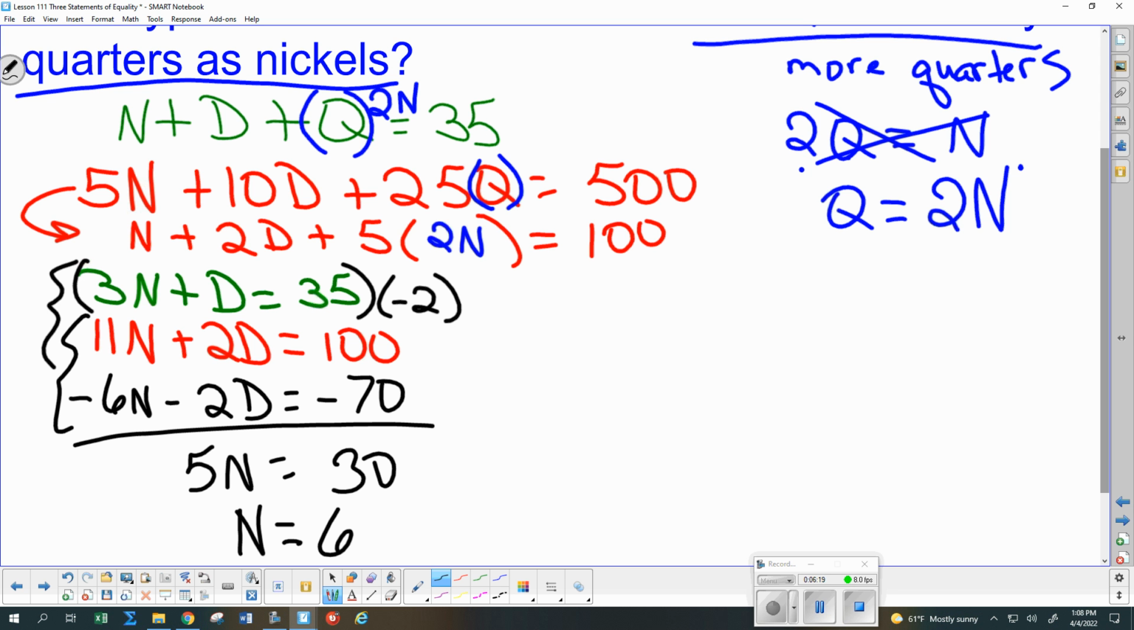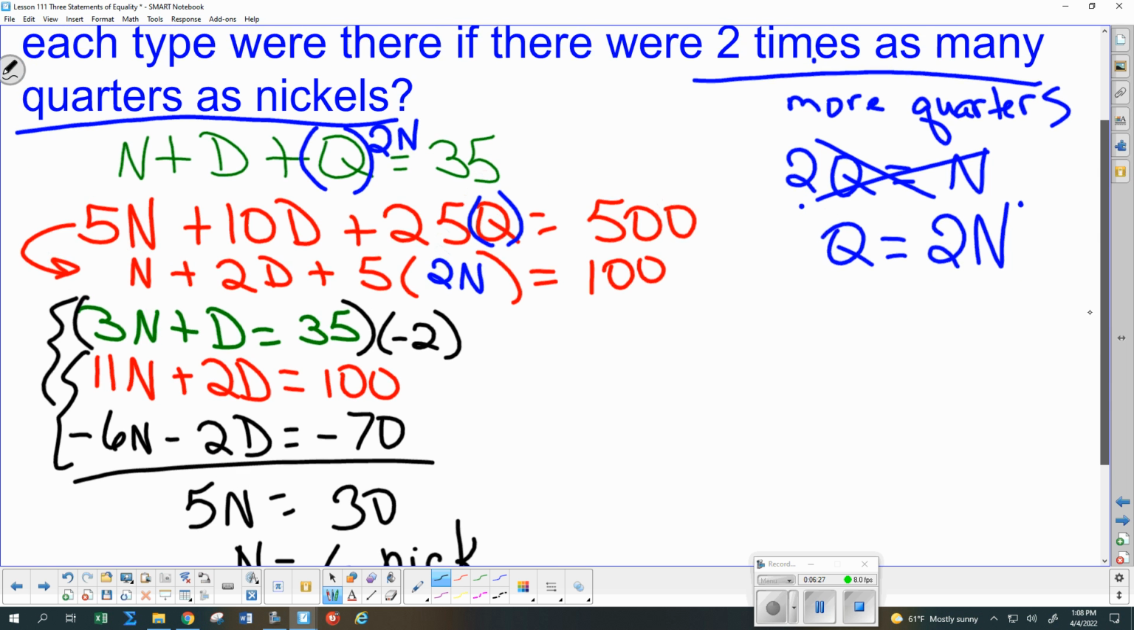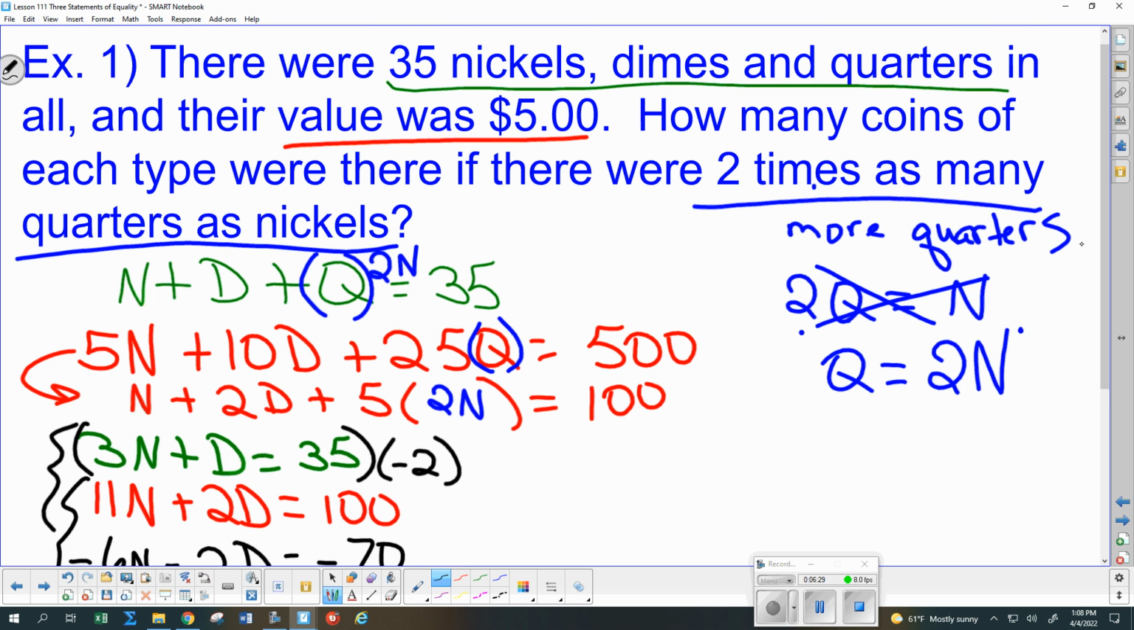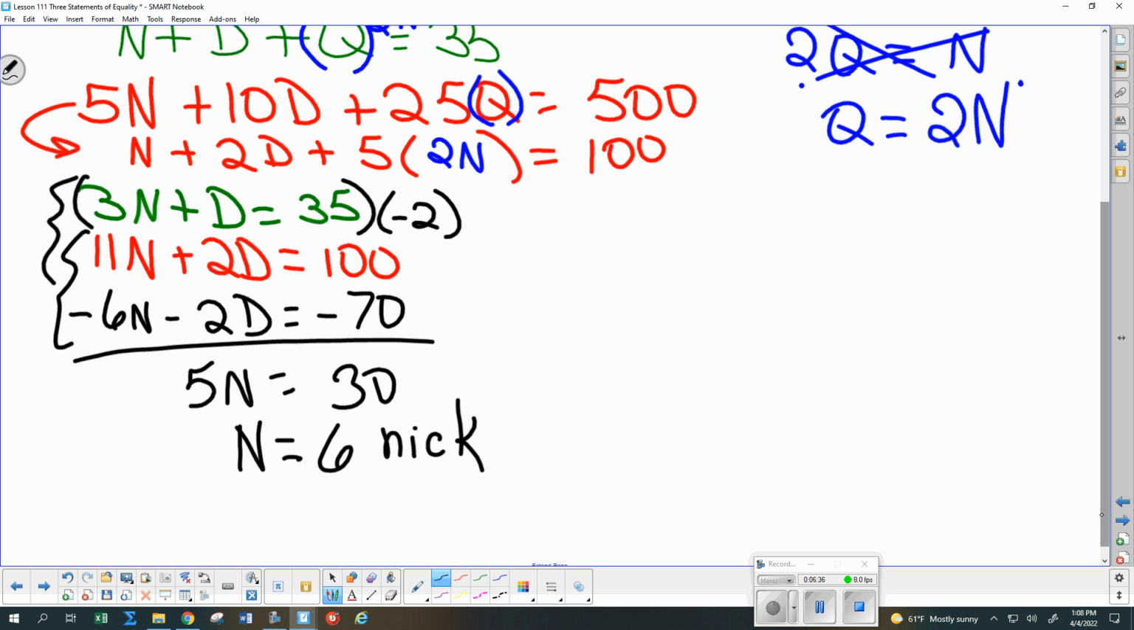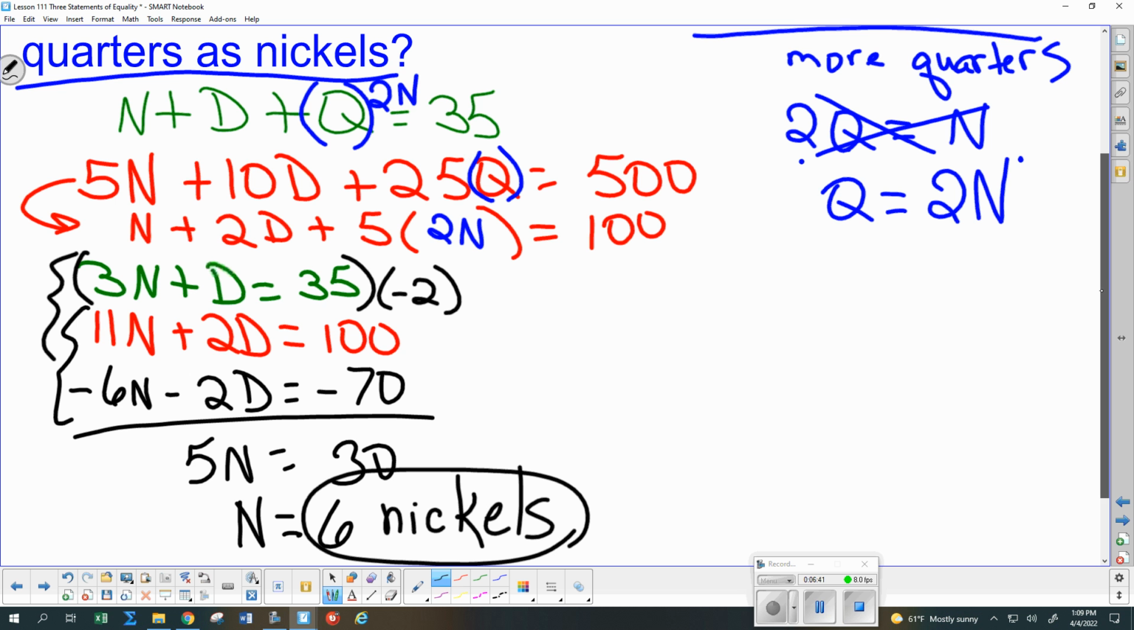N equals 6 is not enough. We need the word. We need to label that nickels. And nickels is a tricky word to spell. If I'm not sure, I look back in my book or at my test question. It's E-L, not L-E. So let's get that spelled correctly as we label it. So 6 nickels. Still need quarters and dimes.